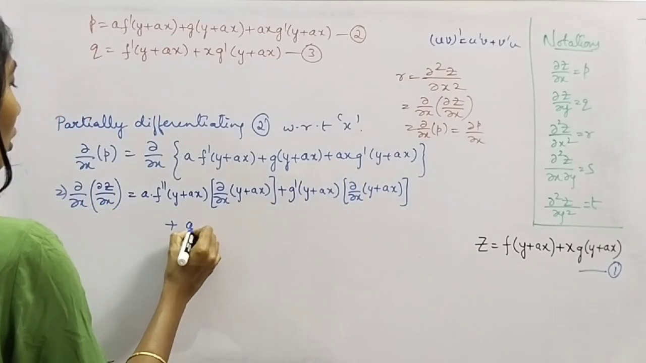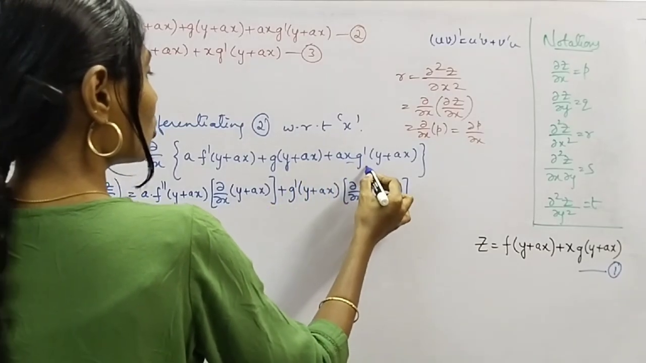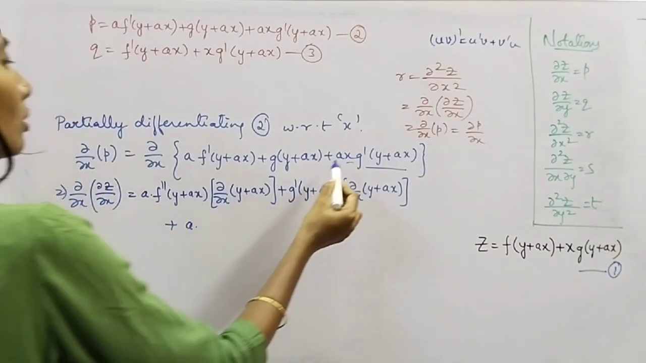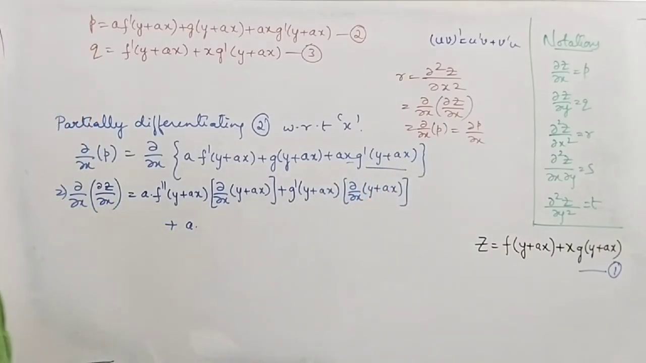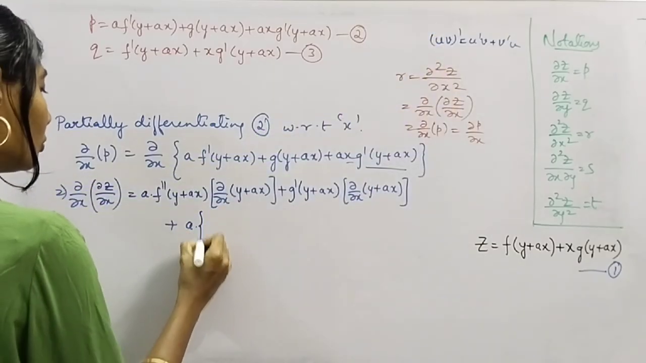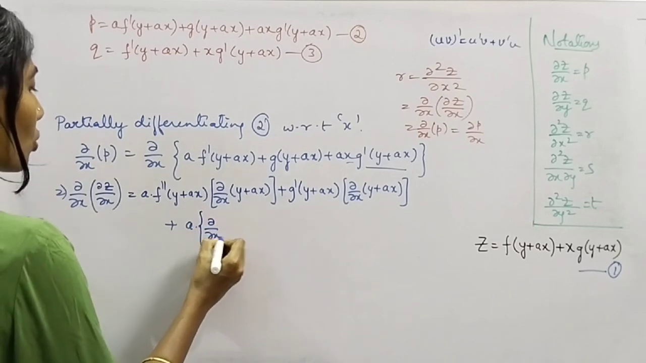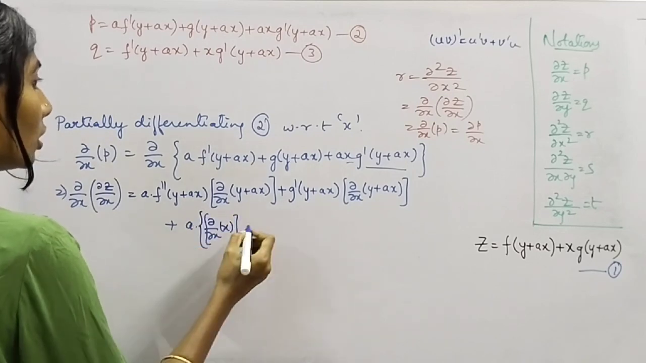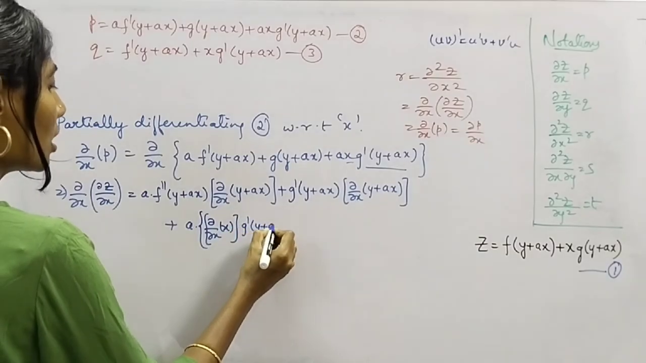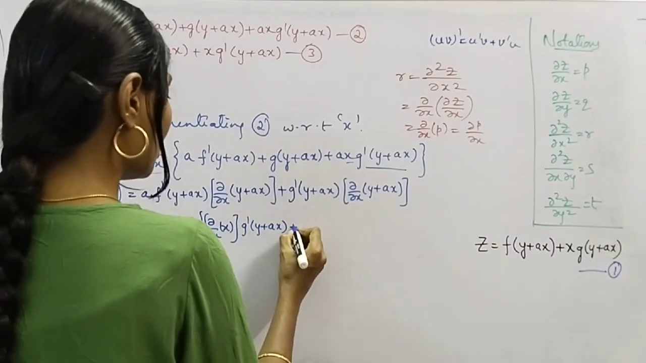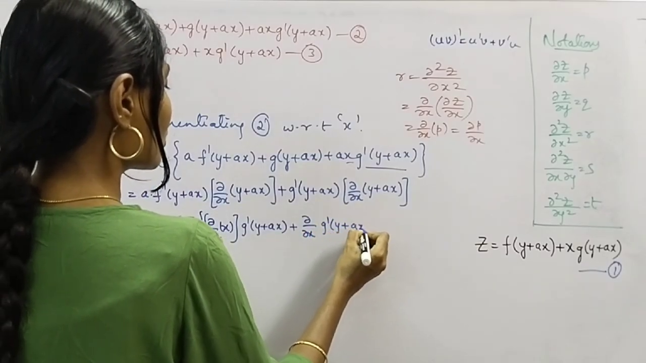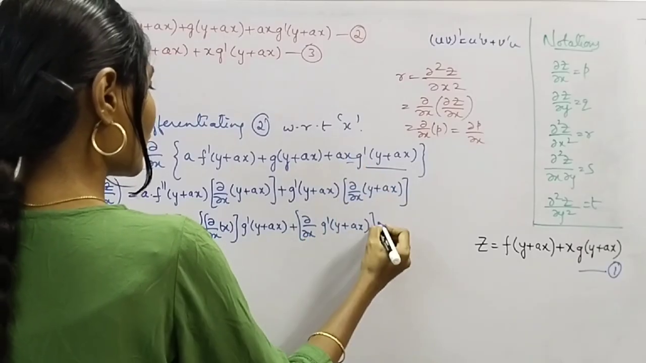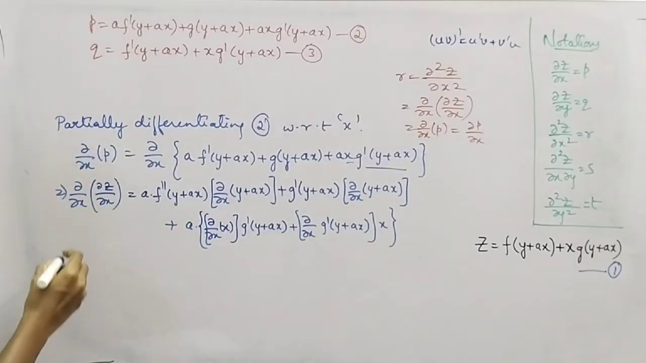Plus a into, here we are having x and g dash of (y plus ax), right? Here we have x and here also we have x. So we'll treat x as u and g dash of (y plus ax) as v, and we'll apply the uv whole dash formula. Okay, a times dou by dou x of x into g dash of (y plus ax) plus dou by dou x of g dash of (y plus ax) into this x. Clear? Fine.